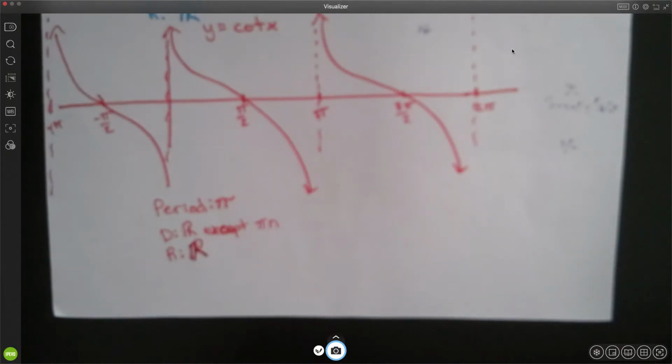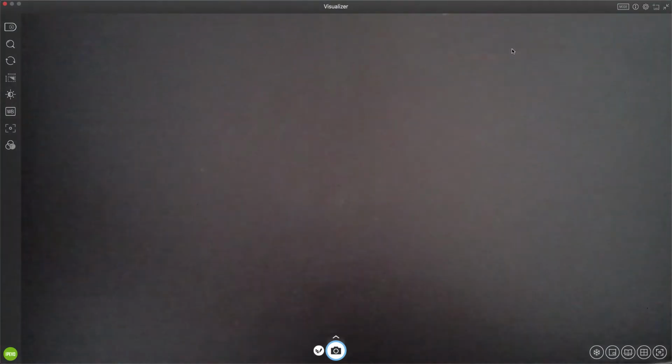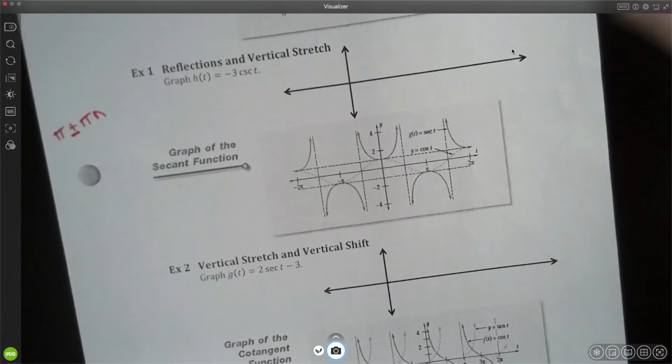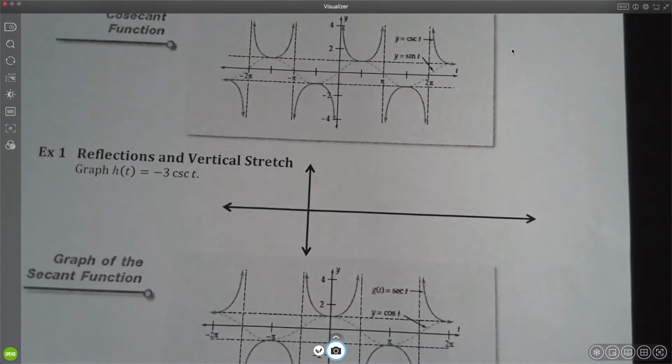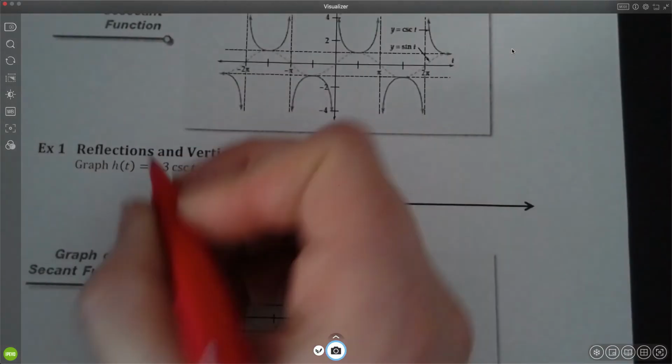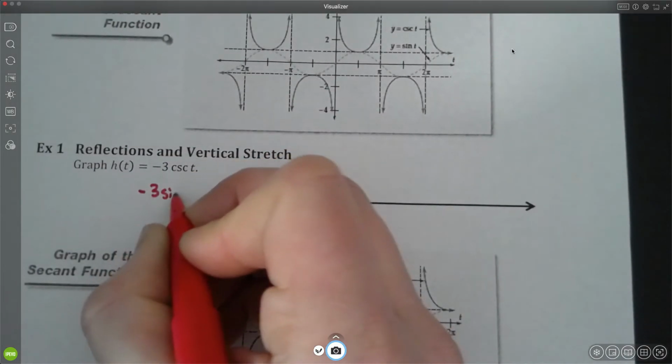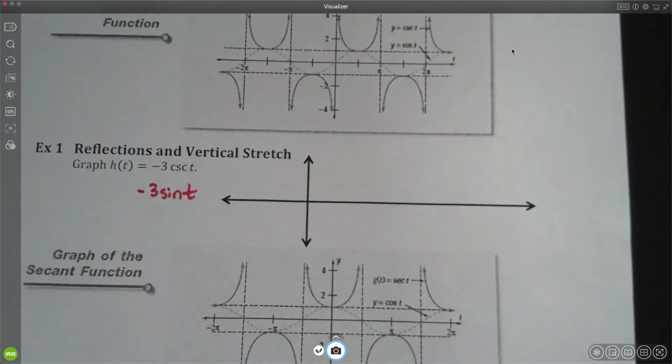All right. So use this guy to help you. You're going to need to refer back to him a lot. Let's go to example 1. Every single time they ask you to graph cosecant or secant, graph the other one first. So cosecant goes with sine. So I'm going to graph negative 3 sine t.